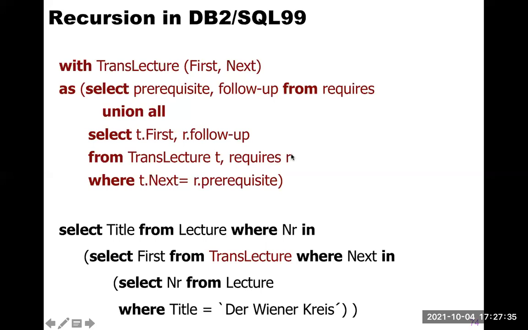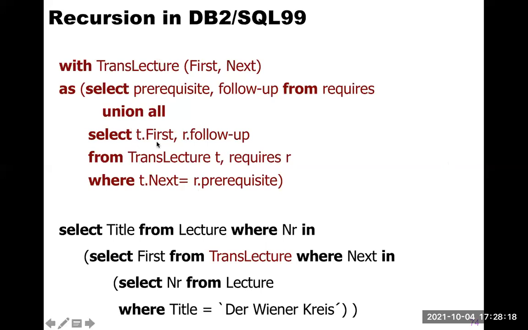So we make just one step from all the follow-ups and search which lectures are maybe attended after this lecture. So this lecture is a prerequisite for that. So we make a single step. I have all the pairs, and then I make a transitive connection, starting with T first. If I can find such a requires, and they are connected here, T next is prerequisite from here, that means that R follow-up, so next field, are connected, but transitively.